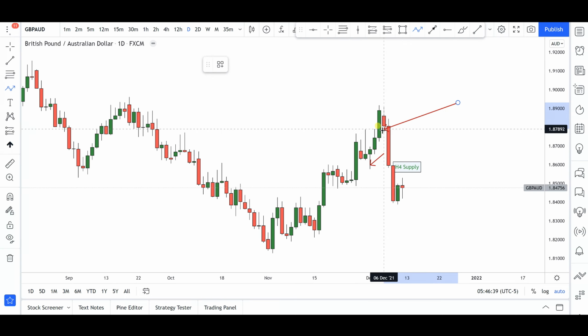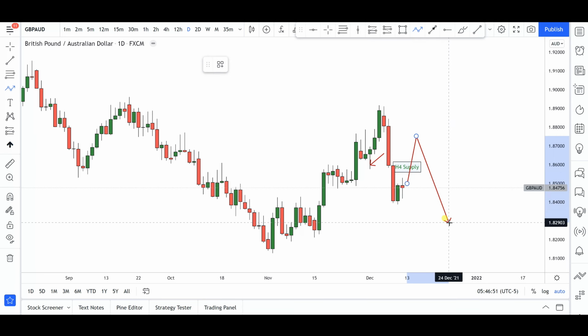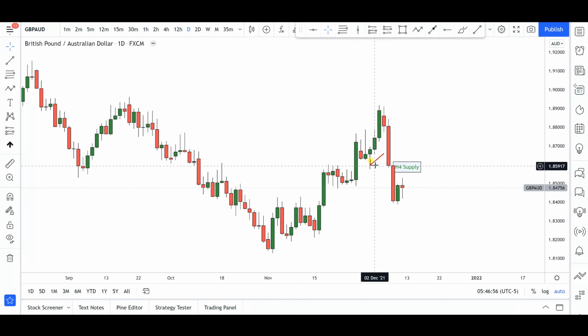This area is actually a supply zone and a selling origin. So let's see how the market reacts. Do we get price to give us a push to the upside, maybe above this 4-hour supply zone, and then into this area before we get a drop? Who knows? But let's see how it goes.